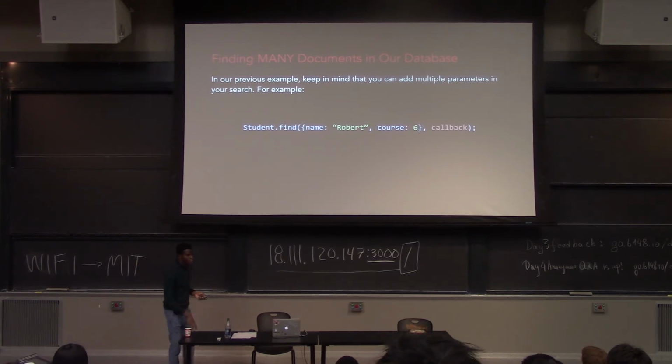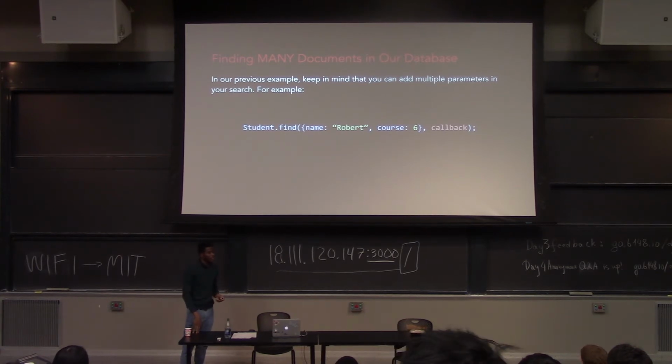Does that only find students that are named Robert and are course 6? Yeah. No, all the students who are named Robert and course 6.